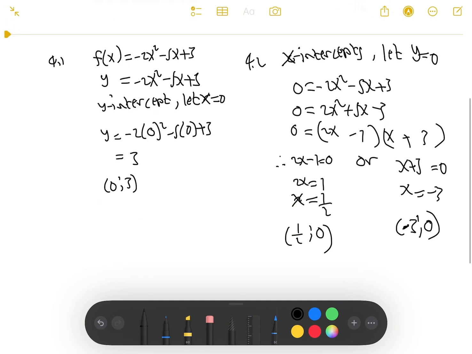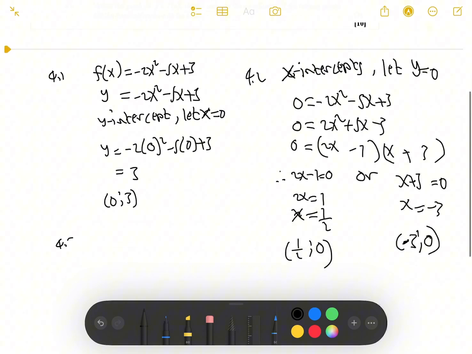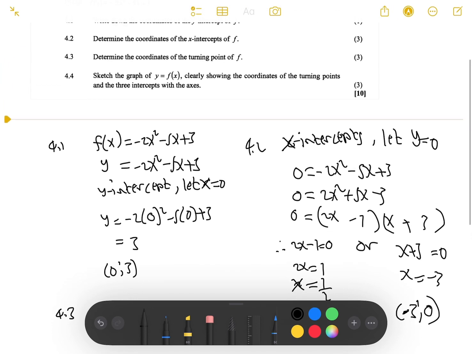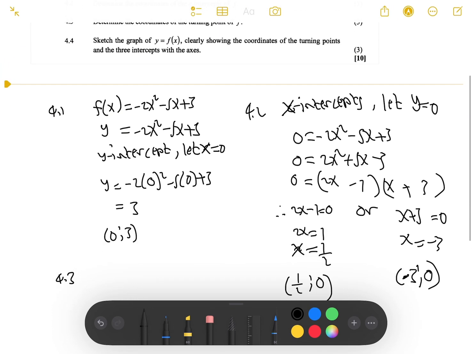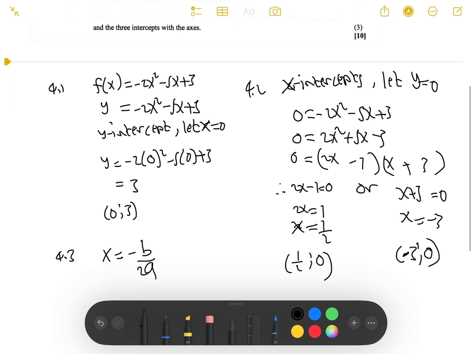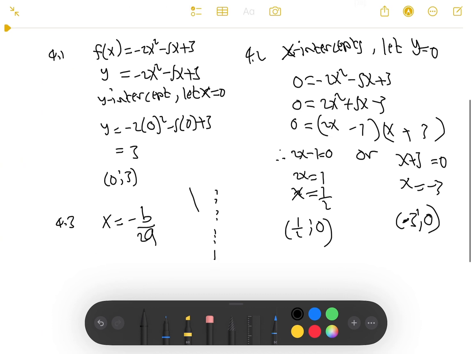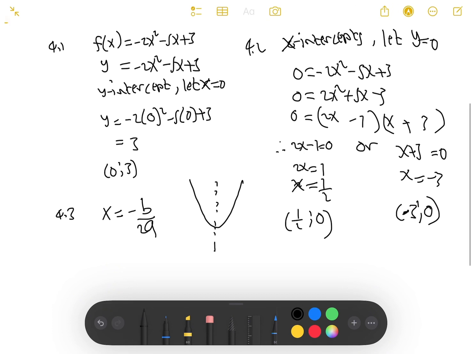So from that, now they're asking 4.3, determine the coordinates of the turning point of f, okay? So here we use x equals negative b over 2a, which is basically what also gives us the axis of symmetry, right? Which cuts the graph in half, whether the graph is facing up or down.